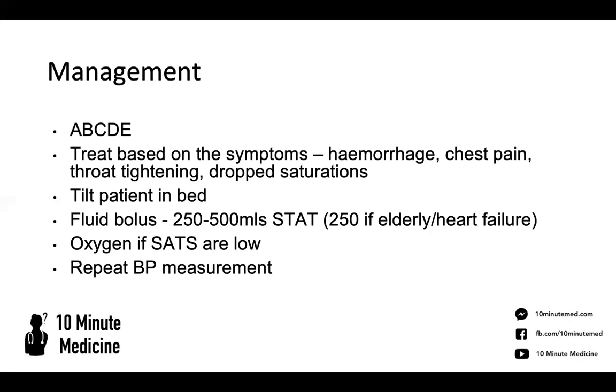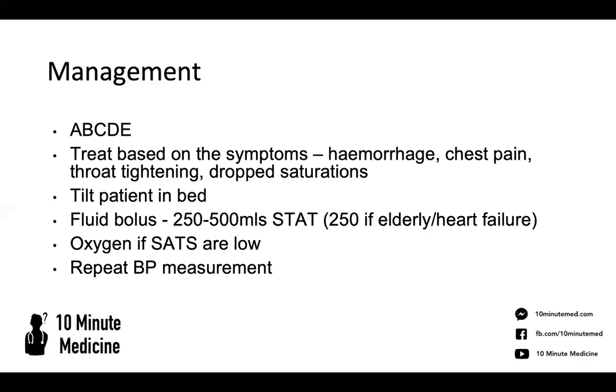Then oxygen, so if their sats are low and dropping, or they're unstable, you do want to give oxygen because you want to keep them in the appropriate range. Of course, if this is someone with COPD, make sure that range is adjusted. And then you want to repeat the blood pressure measurement. As soon as that bolus goes through, you want to repeat that blood pressure measurement. If the patient is unstable, just keep that blood pressure measurement on a cycle so that it's going again and again, so we can see as soon as it starts to improve.